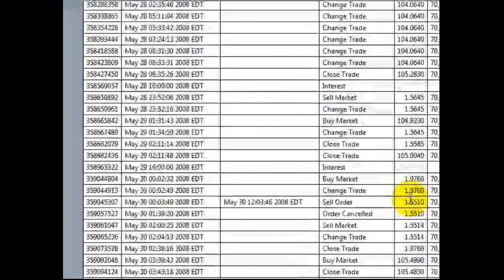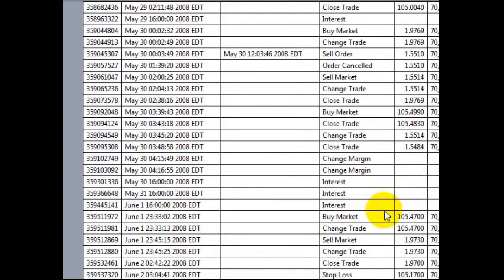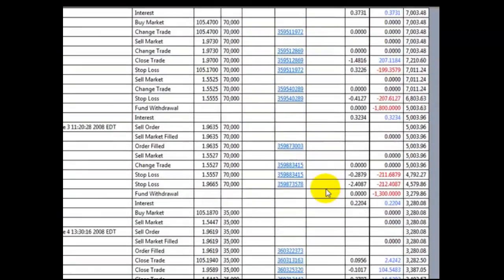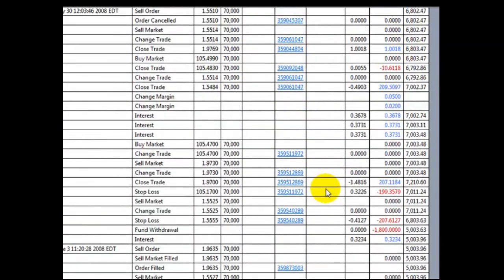Once again, it looks like there are a number of trades, but all the changes and the interest are noted on the account. And there we get to the end of May, and we've got $7,000 in the account, which seems to be much less than what we started May with.